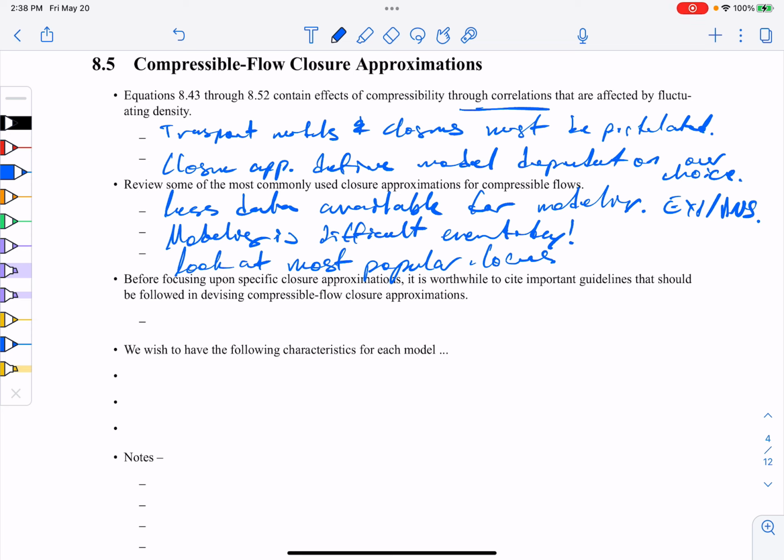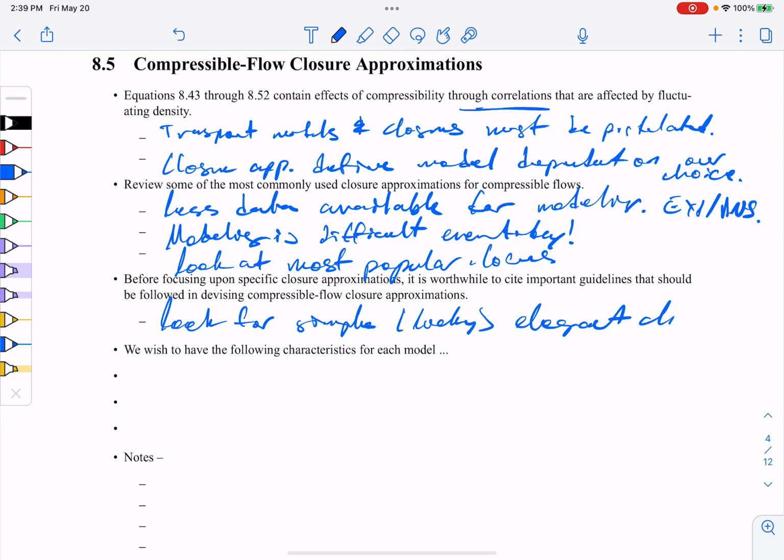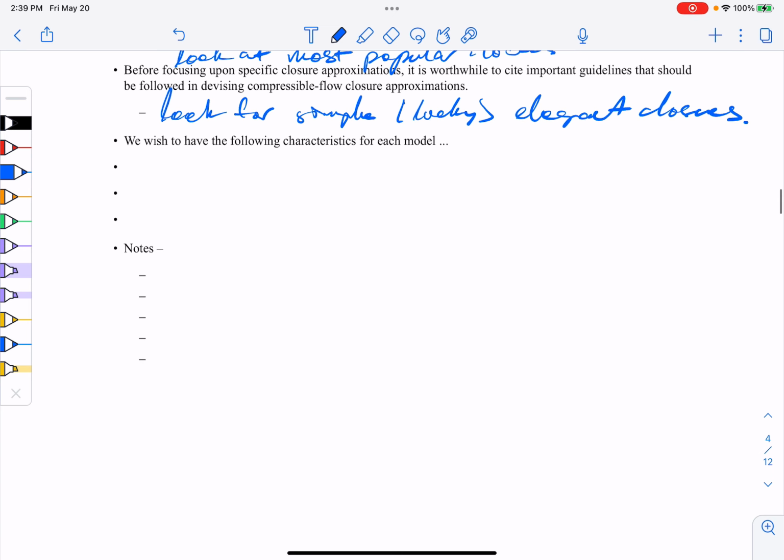So before we focus on particular closures, we'll try and cite some important guidelines for these closures. And we'll try and always look for simple and, if lucky, elegant closures. And these are ones that are often more accepted by the community because they're easier to program, and maybe in the spirit of Paul Dirac, they might be more correct. So there's a few things we look for in these particular closures.